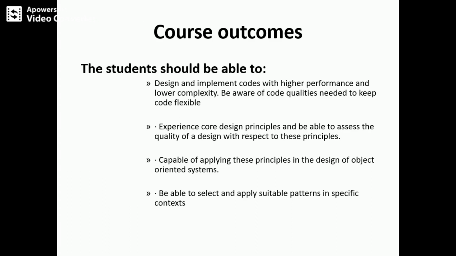The course outcome. The student should be able to design and implement code with higher performance and lower complexity, be aware of the code quality needed to keep code flexible, experience the code design principles and be able to assess the quality of design with respect to these principles, be capable of applying these principles in the design of object-oriented systems, and be able to select and apply the suitable pattern in specific contexts. These four are the course outcomes expected from the student at the end of the semester.